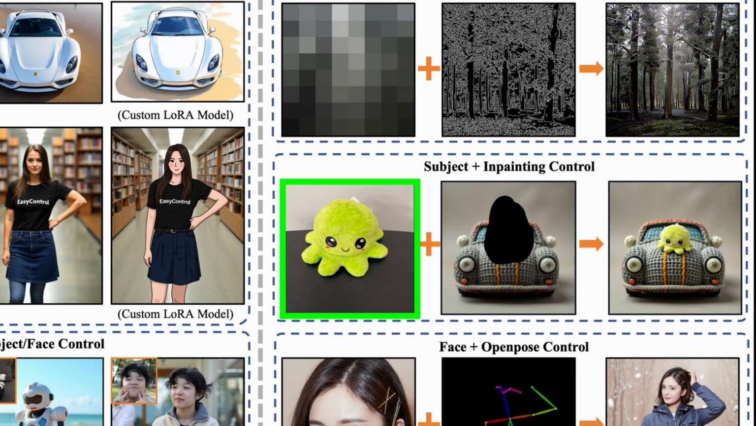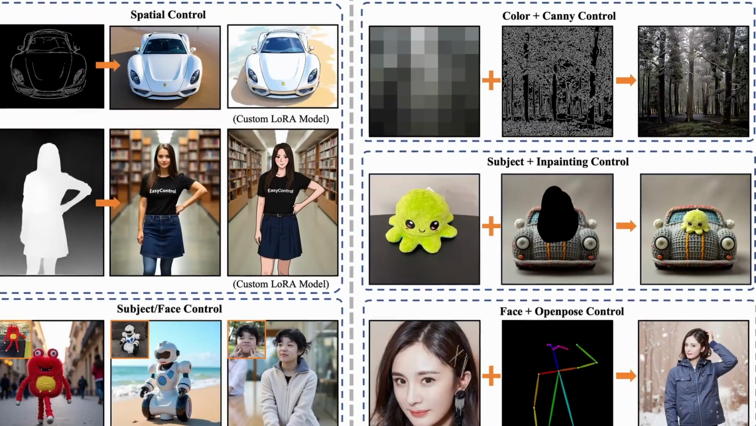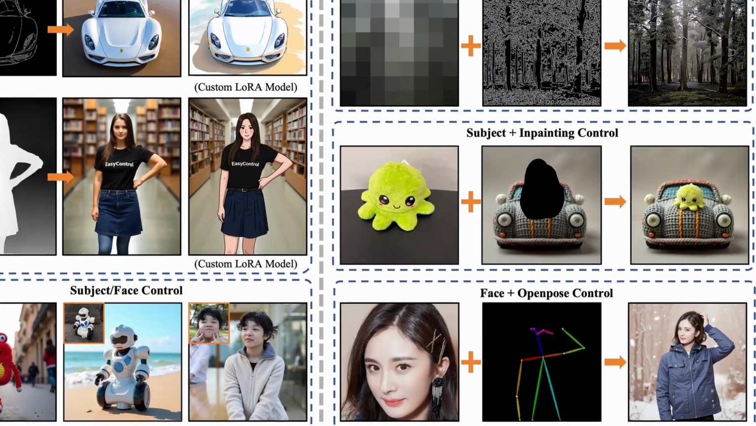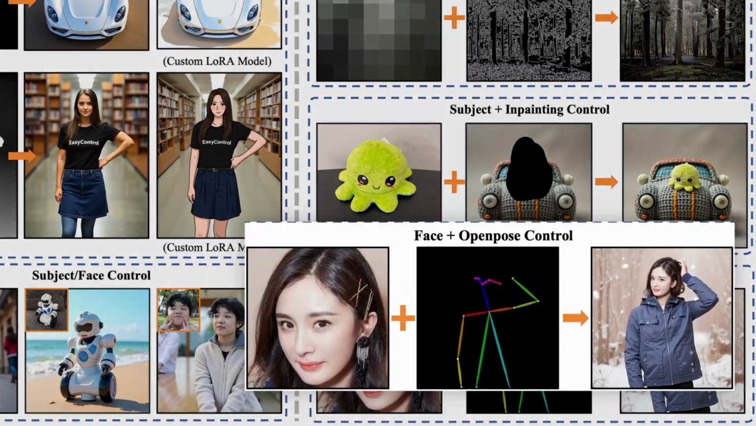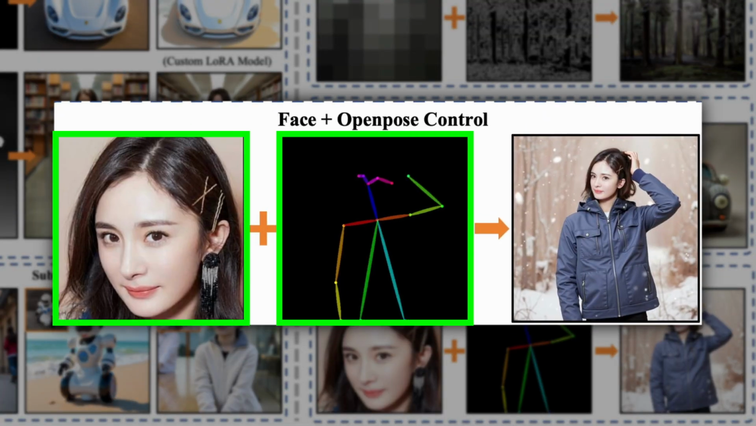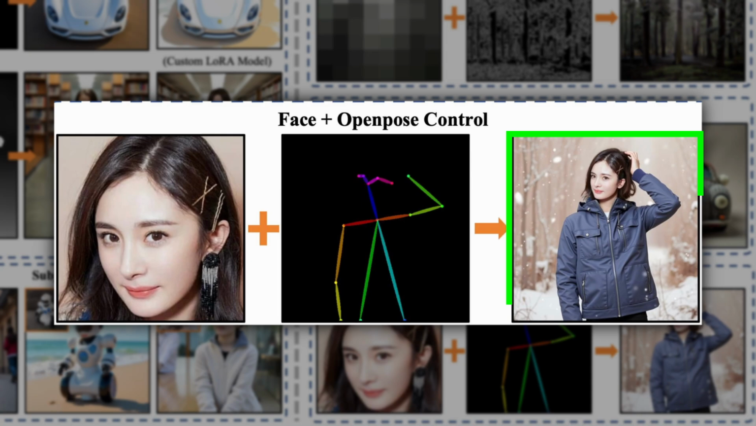Or here's another cool example. If you have a reference image of an octopus and a wool car, you can in-paint a section and add the octopus right on top of the car. What's really impressive is how EasyControl handles multiple conditions. You can input a face, add a pose skeleton, and prompt it with something like woman with a blue jacket in a snowy background, and boom, you get exactly what you asked for.